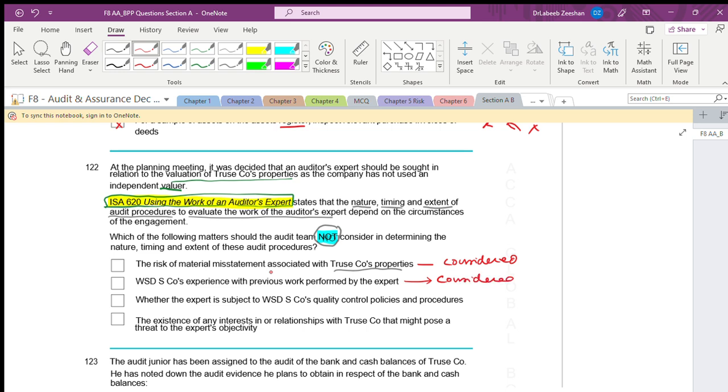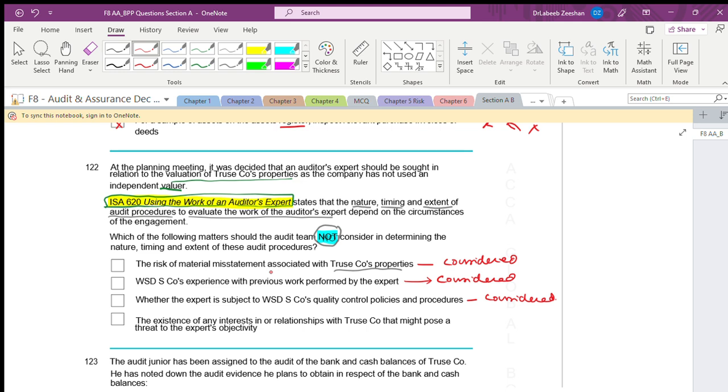The question requirement is which we should not consider. Whether the expert is subject to quality control procedures. When you are hiring the expert, the expert should be specialised and should have experience in the related field. So we have to consider the experience in the related field. Now, almost all of these we are considering.